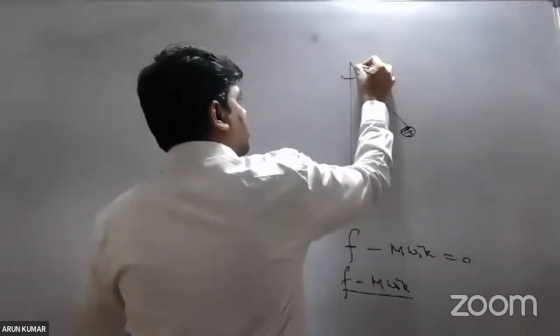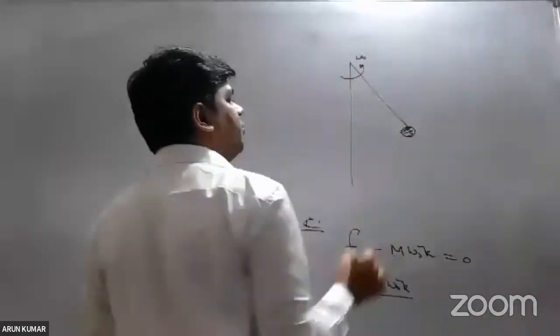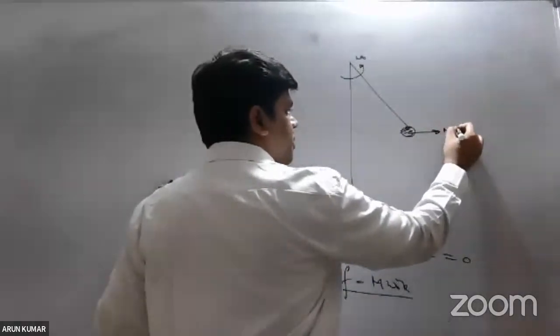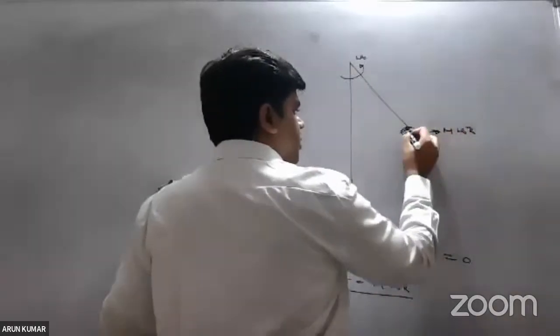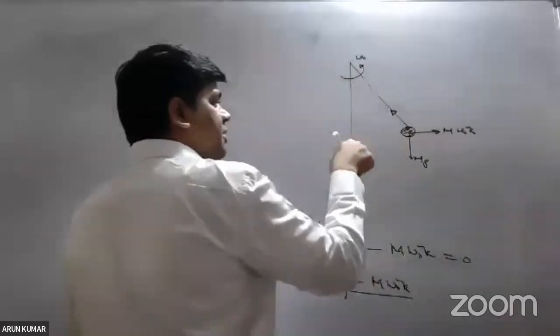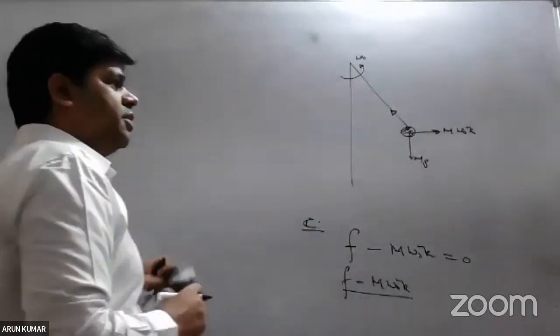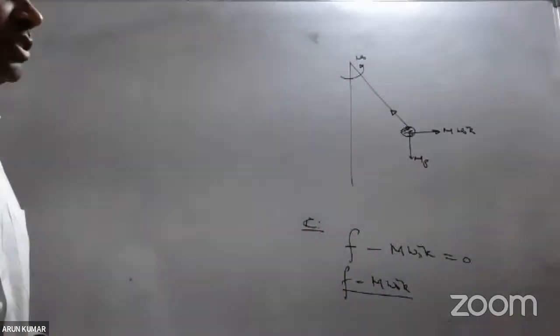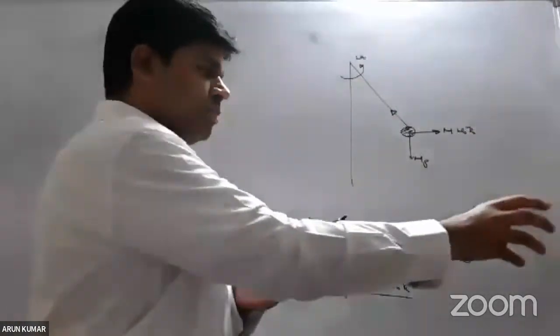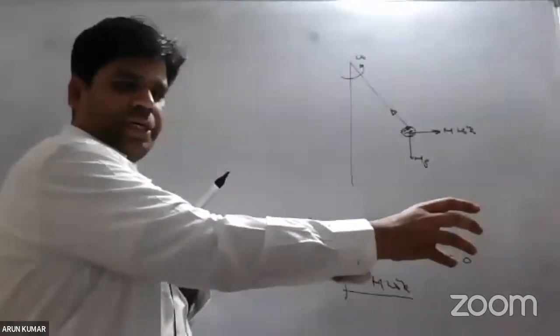With respect to this rotating reference frame, which is rotating with omega naught, I have a pseudo force m omega square r, gravitational force mg, and tension force T. Particle is in equilibrium in this condition. Under these forces, particle is in equilibrium with respect to the rotating reference frame. So particle will seem to be at rest with respect to the rotating reference frame.